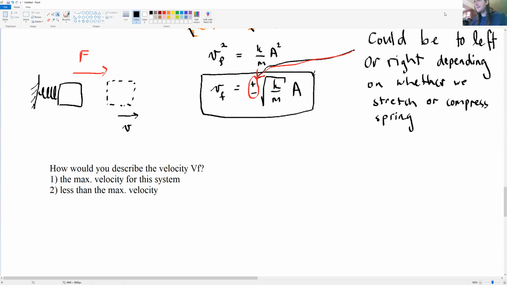So here's my question to you guys. We'll do it the same way as last time. So the question is, how would you describe the velocity v final here? Answer 1, this is the maximum velocity for this system. It will never go faster than it goes at equilibrium. Or 2, this is less than the maximum velocity. At some other point during the oscillation, it will have a velocity greater than this velocity here. So think about that individually for a minute and feel free to put those answers into chat as you come up with your answer.